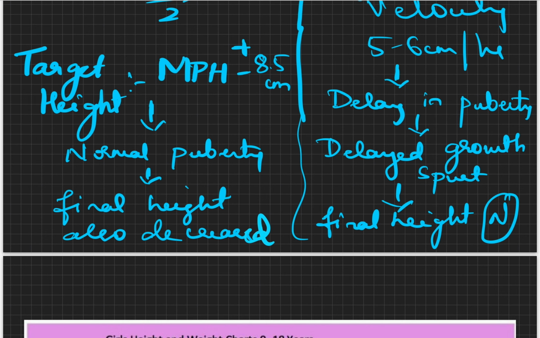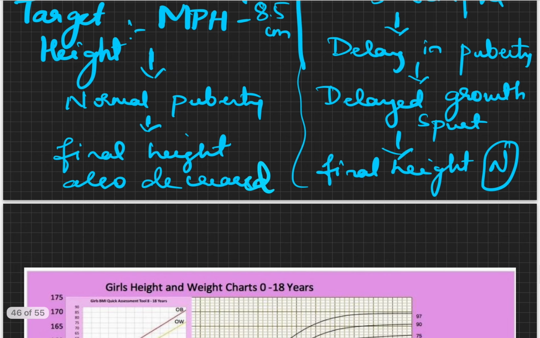In familial short stature, puberty is normal, but in constitutional delay in growth and puberty, there is delay in puberty and delay in growth spurt. Because of that delay, height velocity continues for 2 to 3 years extra in them. So final height is normal. But in familial, there is normal puberty and normal height velocity, because of genetic potential, but final adult height is also decreased.